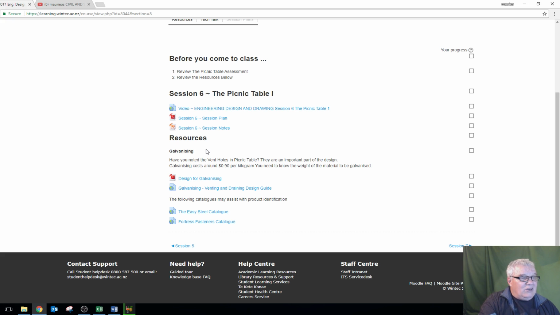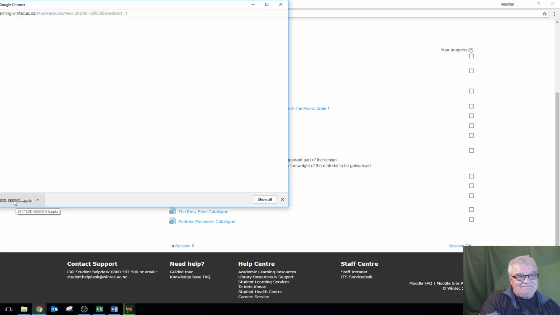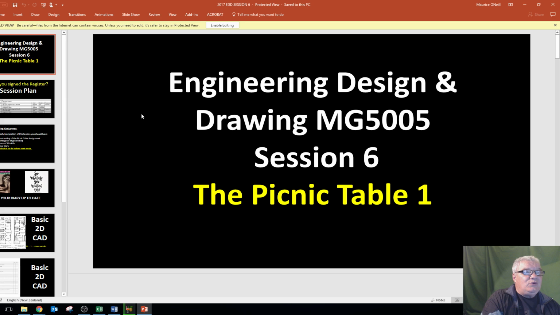Also, we've got some catalogues that may assist you with product identification, the Easy Steel catalogue and the Fortress Fastness catalogue. There are others, and you may have to do a lot of research of your own. So they're the various resources there. Let's have a look at the session notes, which by now you should know is a PowerPoint presentation that we go through one by one, including our title there. So, slideshow from the beginning, and we've already done the title.